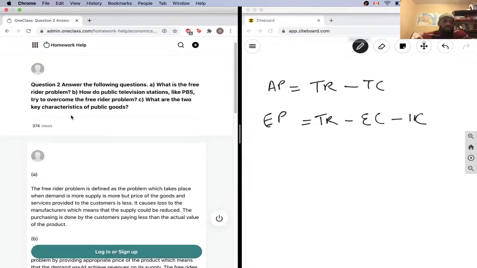Question 2. Well, this is question 7, question 6 for us. What is the free rider problem? So we'll start with that.